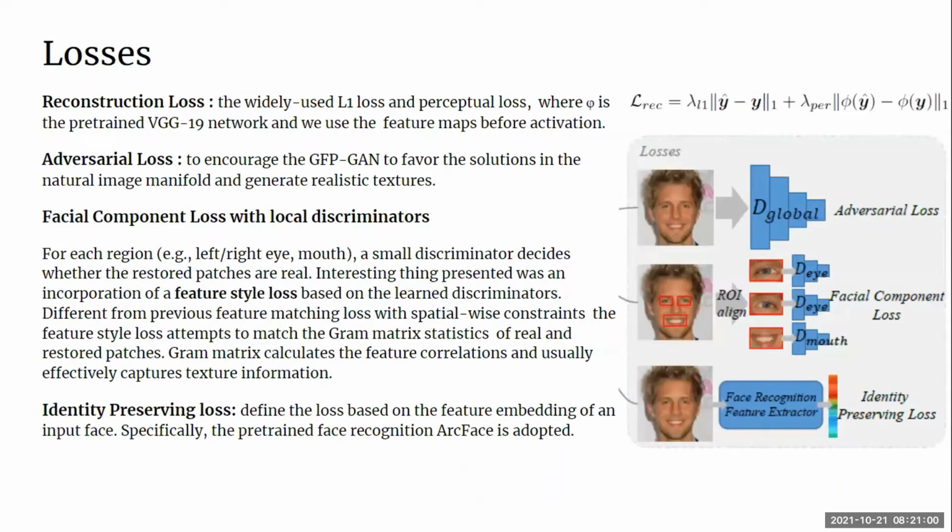The last part is the losses, and in my opinion it's the best part of the model, because here they use 5 losses. The first is the reconstruction loss. The reconstruction loss even contains 2 mini losses. The first one is L1 loss, just absolute error, and the second is perceptual loss. And what is this?